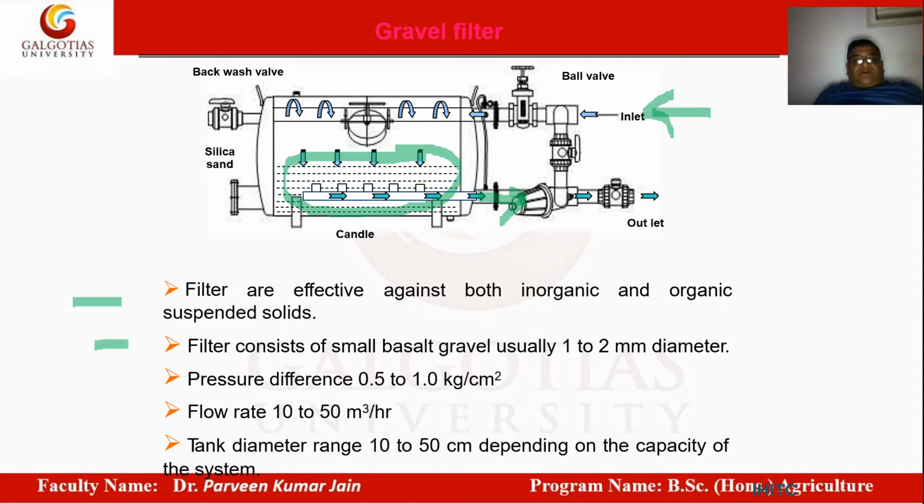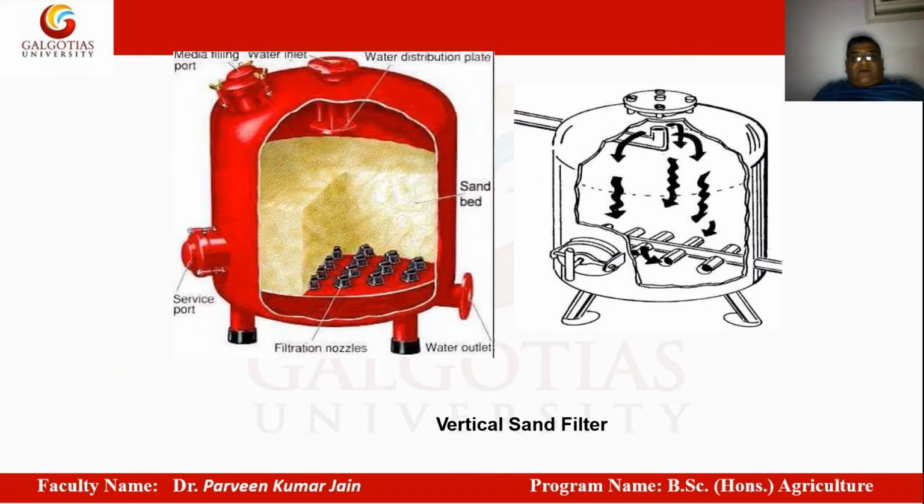The filter consists of small gravels of 1 to 2 diameter. These are also called media or silica. The pressure difference is 0.5 to 1 kg. Flow rate is 10 to 50 cubic meter per hour, and this is the tank diameter. They vary on the capacity as per your requirement. This is another type of the same sand filter, but the shape is different, and this is for smaller working.